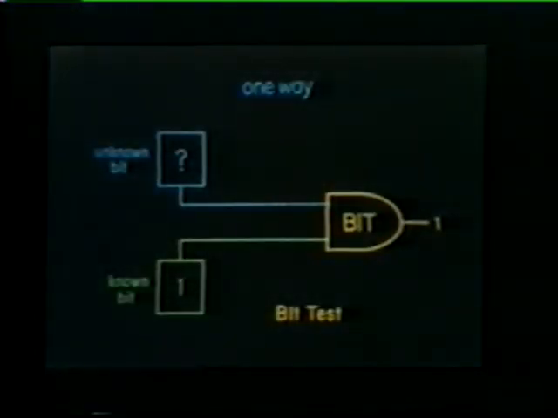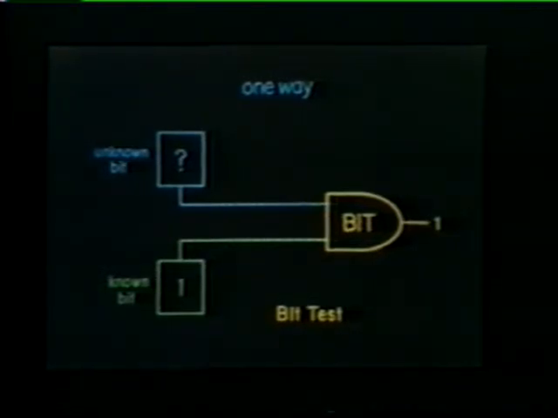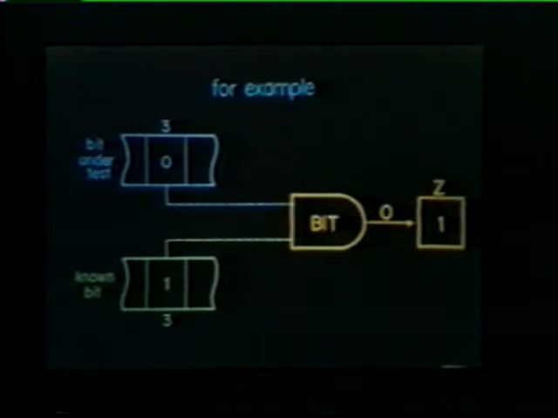One way is to use another double operand instruction, the bit test instruction. This instruction performs a logical AND between a known bit and an unknown bit. For example, if we were testing bit 3 for a 0 condition, we could place a known value of 1 in bit 3 of another word. The bit test would logically AND these two bits, and if they were not equal, in this case if the bit under test was 0, the result would be 0. A 0 result would therefore set the Z condition code bit in the PSW.